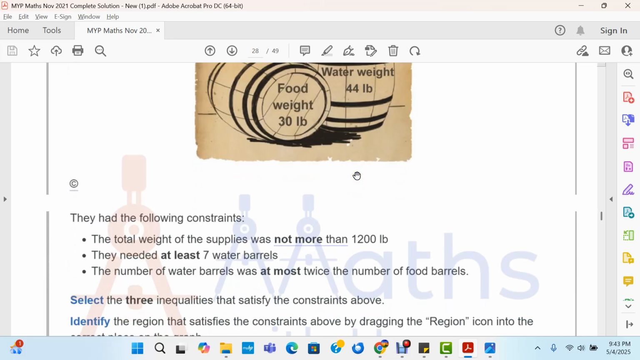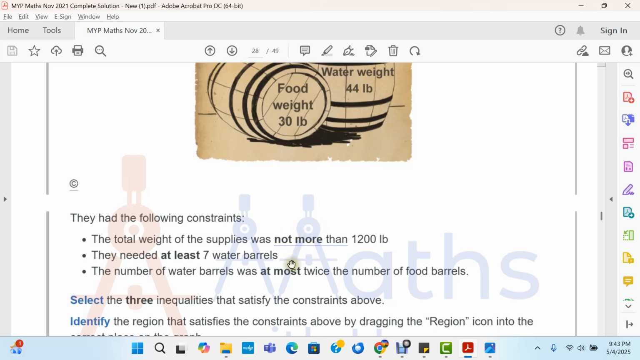Okay, so there are some conditions. The total weight of supplies, meaning all the food barrels and all the water barrels, can't be more than 1200 pounds. You need at least 7 water barrels. So you can be 7, you cannot be less than 7, you can be more than 7. And the number of water barrels was at most twice the number of food barrels. So you can't have more water barrels than that. At most means at most. You need to be lower than that. So this is a condition which is a maximum.